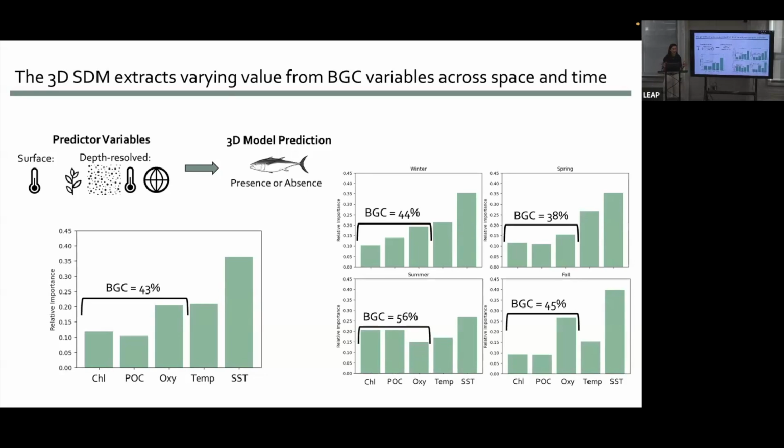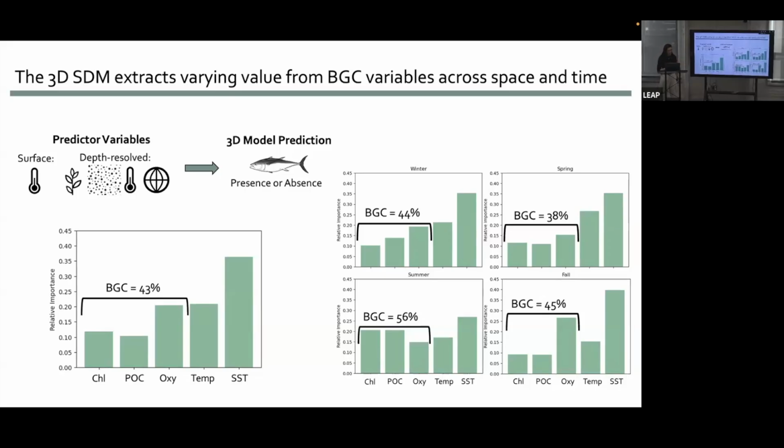Productivity is flourishing in this region at that time. Another thing that stood out to me looking at these plots was the increase in the importance of oxygen in the fall. Again, that's largely when the fish reside in the California current region. Oxygen actually becomes the second most important predictor, surpassing depth resolved temperature, and accounts for about a quarter of feature importance.